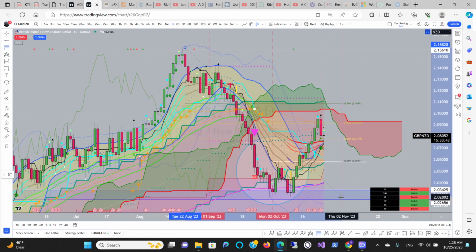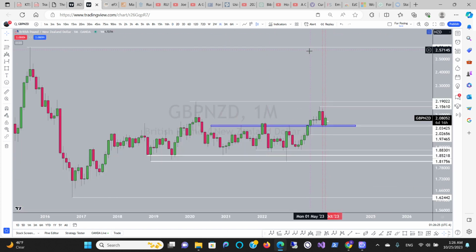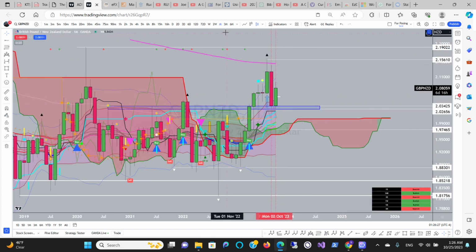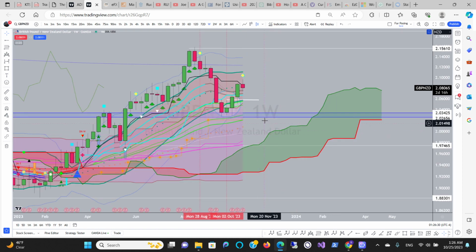Yeah, we'll be thinking of shorting right there. Taking a short right at this level here, 50% level. Yeah, it's tempting, but it's just something that we shouldn't do. We should follow the monthly trend, weekly trend. And we can follow weekly support and resistance.